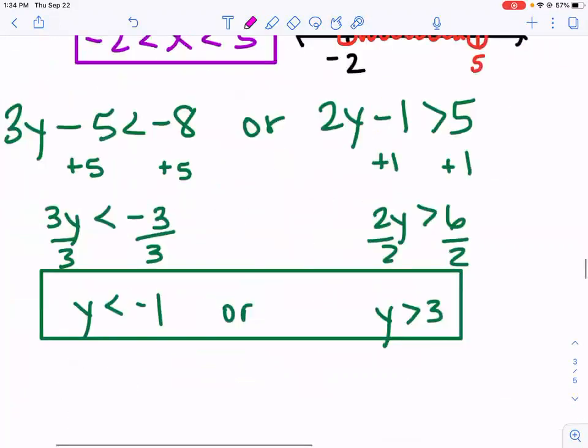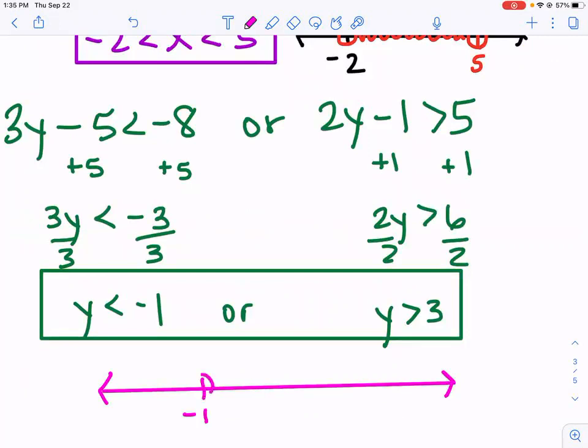What's nice about or is we want both of them to happen. Okay, so here I have -1. Here I have 3. Y is less than -1 or greater than 3. We don't care about the overlap. We care about where collectively, where do we have them happening? Okay, and we're overlapping or we want them all.